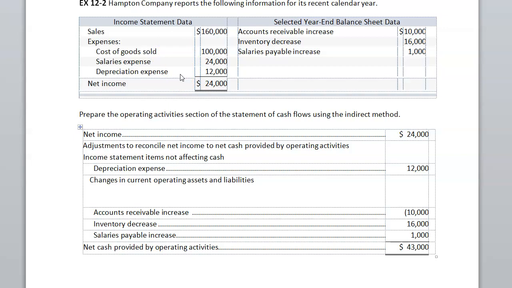Then we look for the changes in current operating assets and liabilities. So we had an increase on our accounts receivable. Remember, if it's an asset, it's going to have the opposite effect on cash. So we're going to subtract it. We had a decrease in our inventory. So that's going to be added, again, a current asset. And we have one current liability, salaries payable. Payables go the same direction. If we have an increase in a payable, like this one, it's also going to be an increase in cash, opposite sides of the accounting equation. So we have salaries payable increase of $1,000. If you add and subtract these items, you're going to come up with the $43,000.